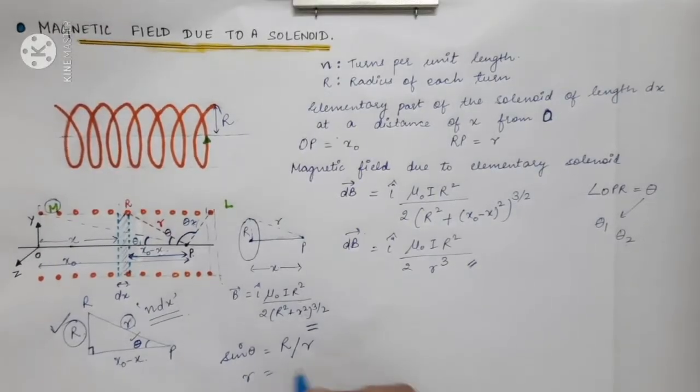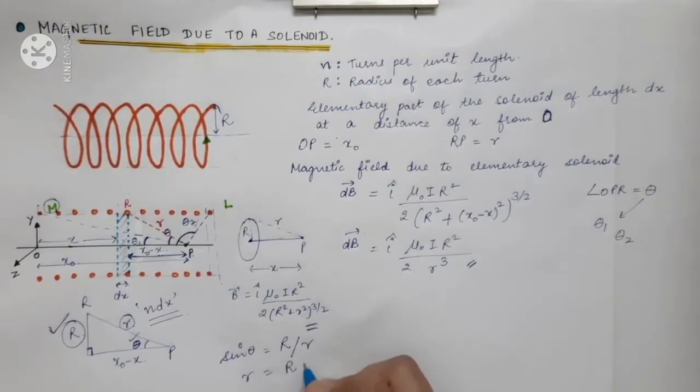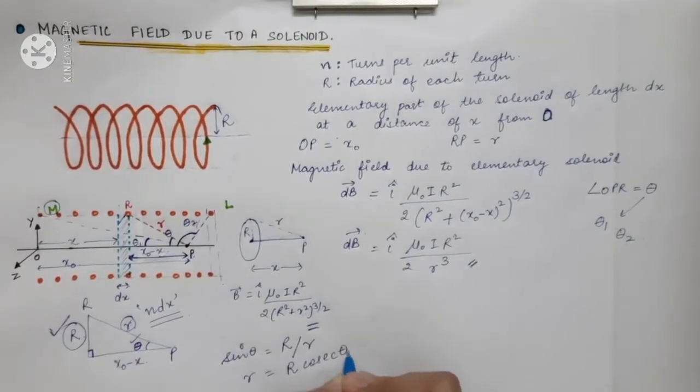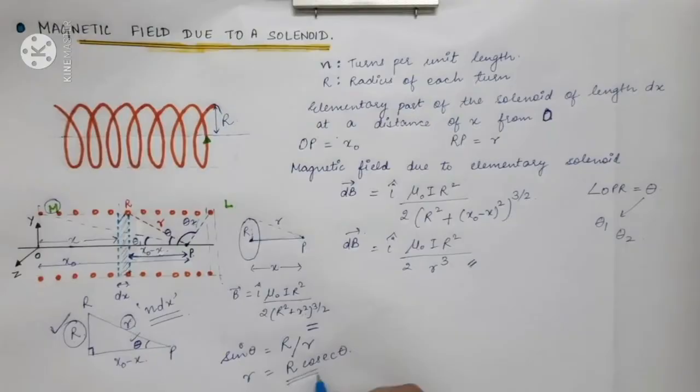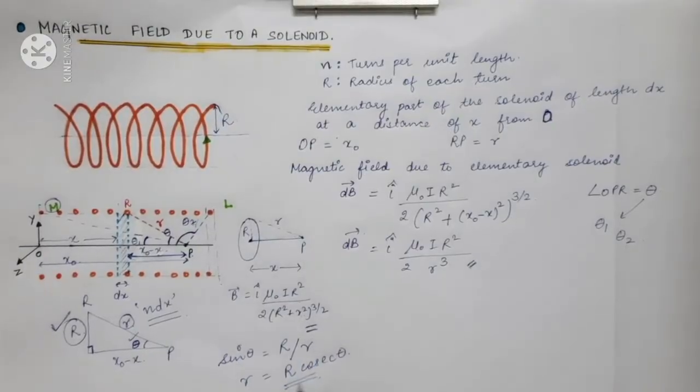Now what will be small r? Small r will be equal to R cosecant theta. So small r from here will become capital R into cosecant theta.